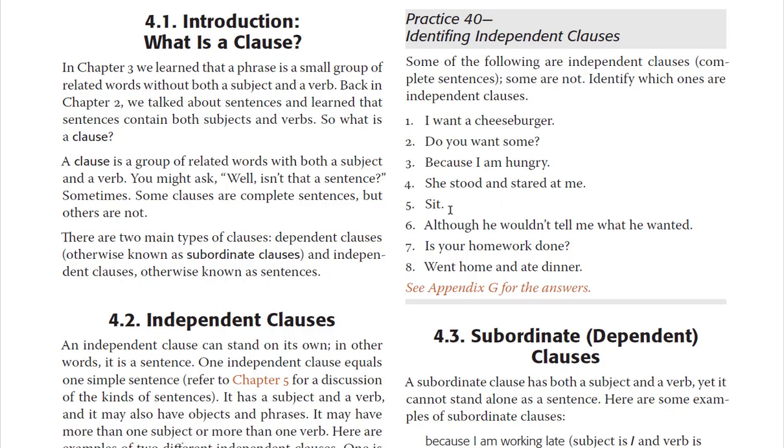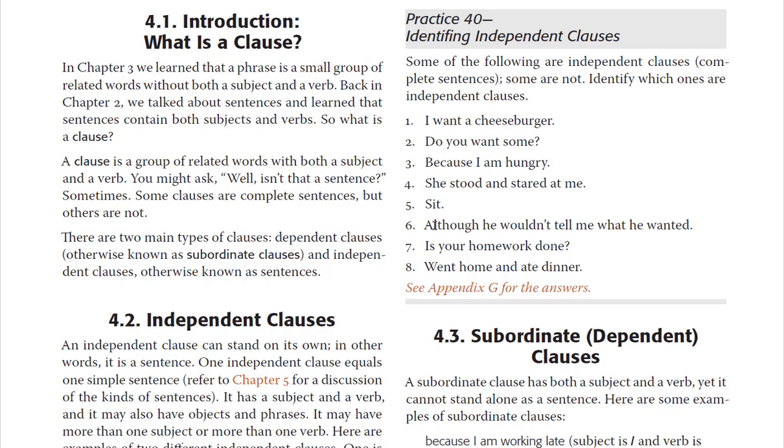Sit. You would think that's not a complete sentence, but that is an imperative sentence. The you in "you sit" is understood. So whenever you give somebody an order, sit down, shut up, clean up your room, something like that, that's an imperative sentence, and you're giving someone a command, and that's also a simple sentence, and it's also an independent clause.